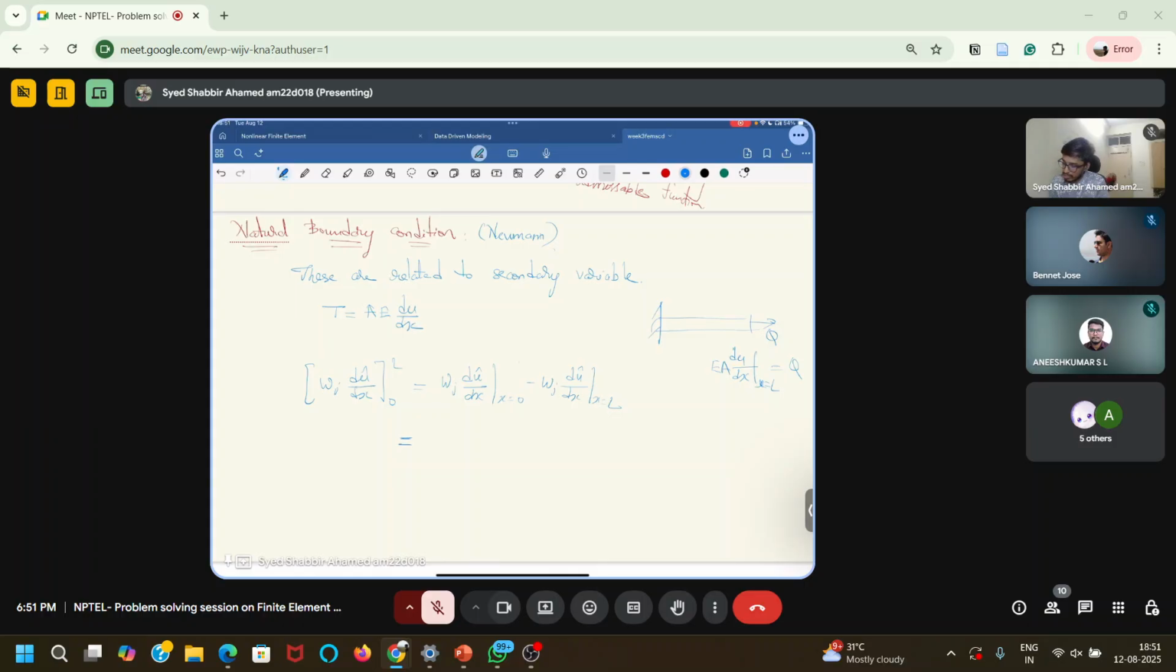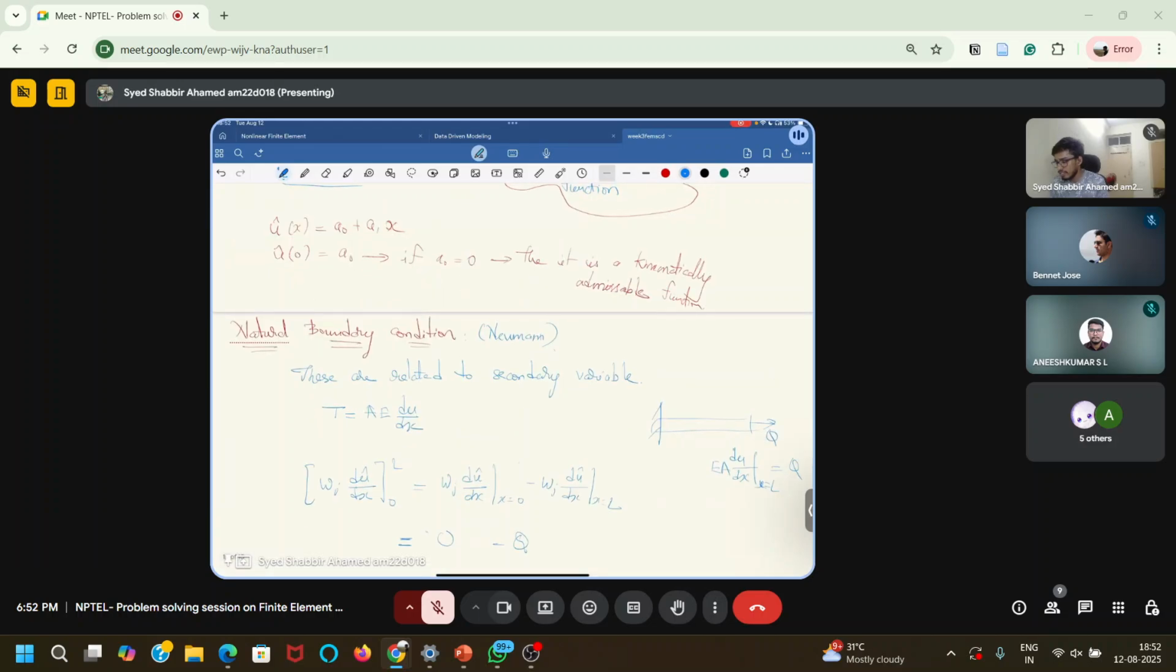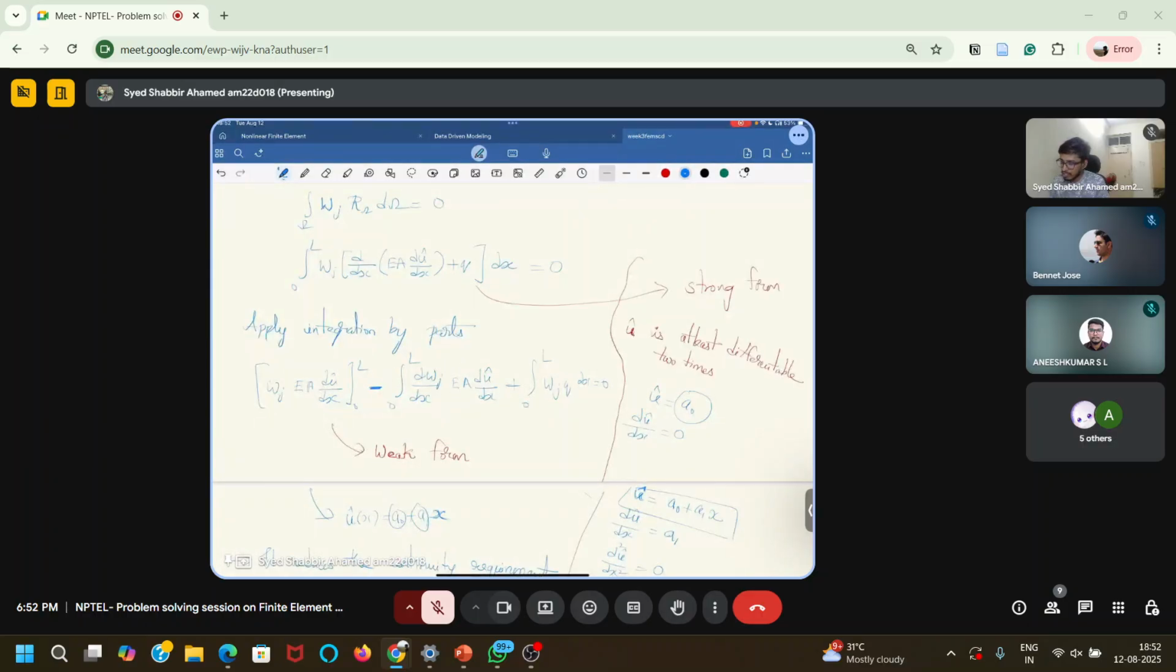You can see that here, if there is a load acting on the bar, this will become equal to Q. At x equals 0, we make sure that W of j becomes equal to 0, so this will automatically become 0. So the natural boundary condition automatically comes in the weak form of our governing differential equation.